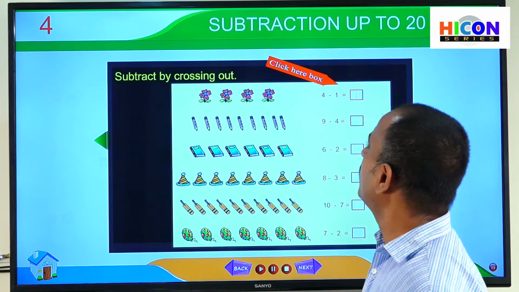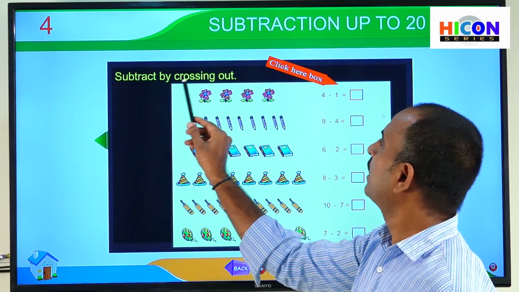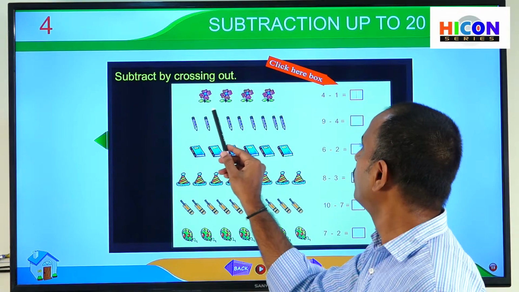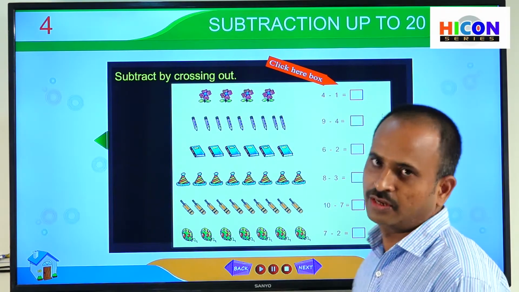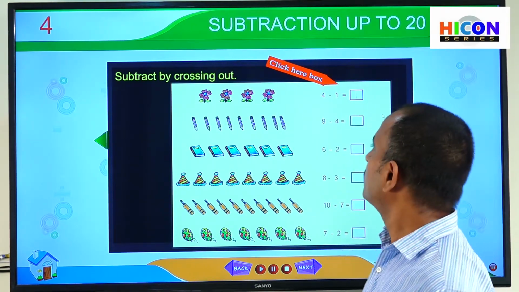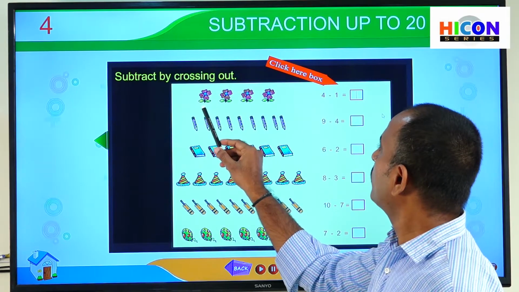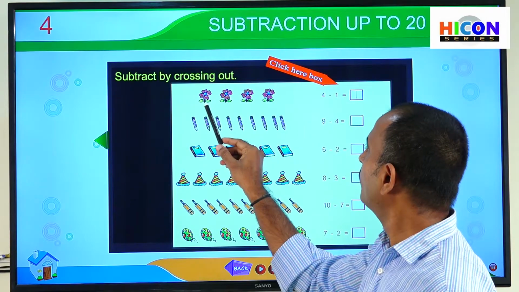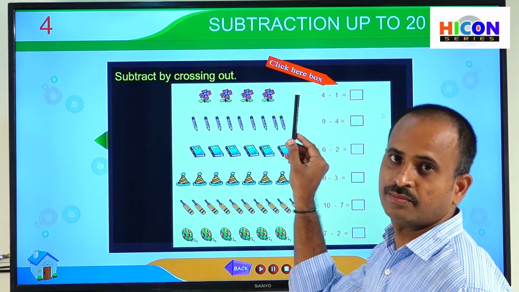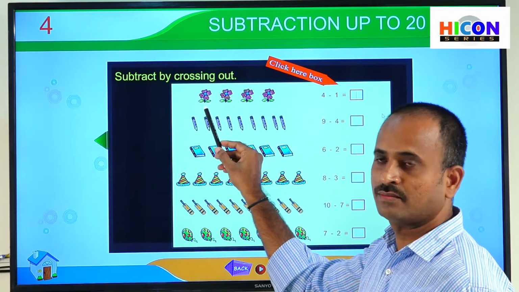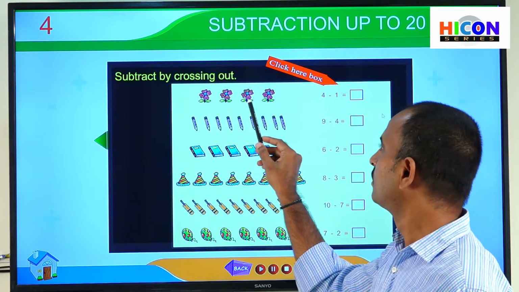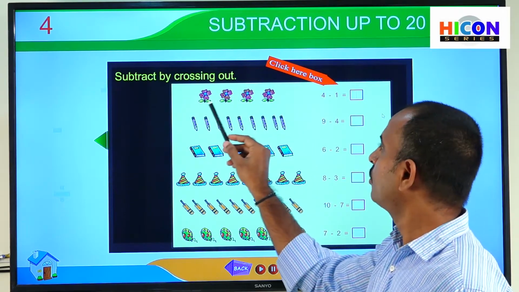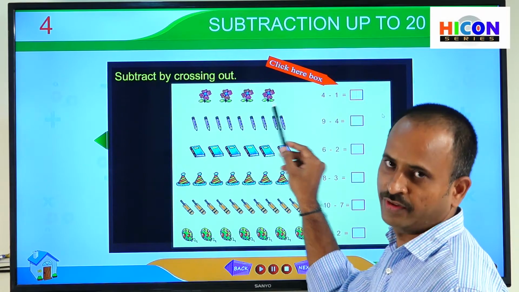So see the first problem. Subtract by crossing out. Now we have to do subtraction by crossing out or strike off. What are you observing here? You are observing flowers. Children, how many flowers are given in the first problem? Let us count 1, 2, 3, 4. So total 4 flowers are given.